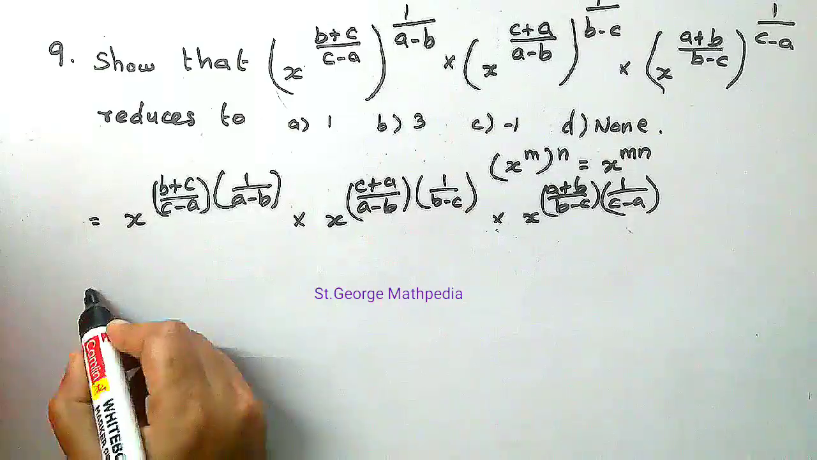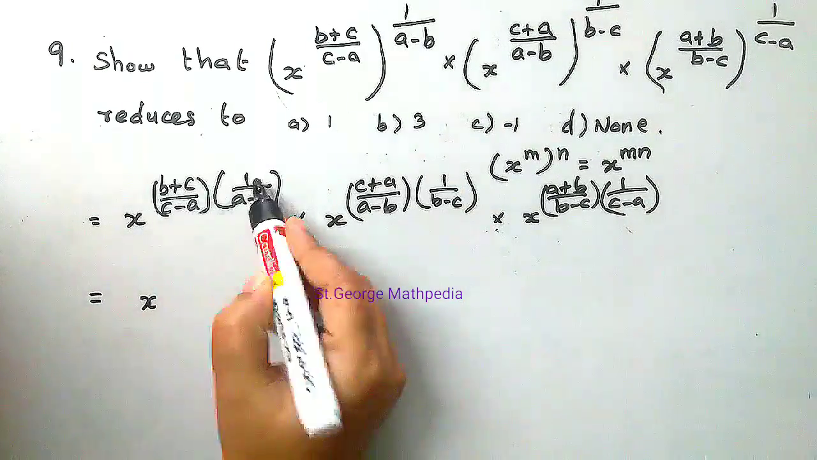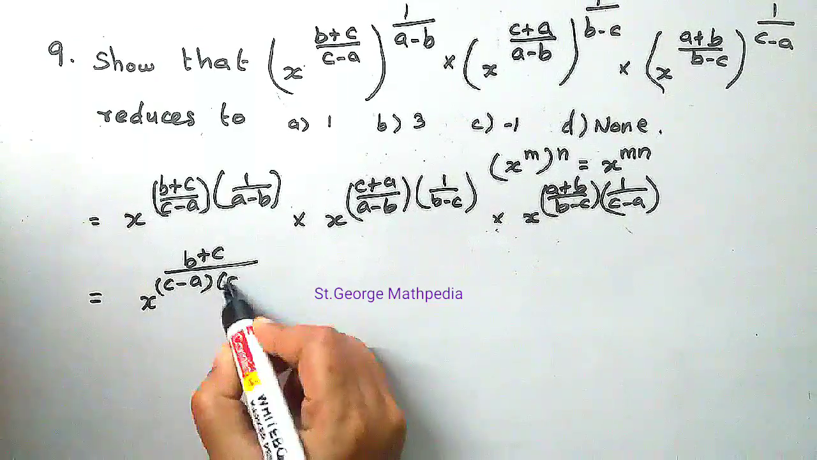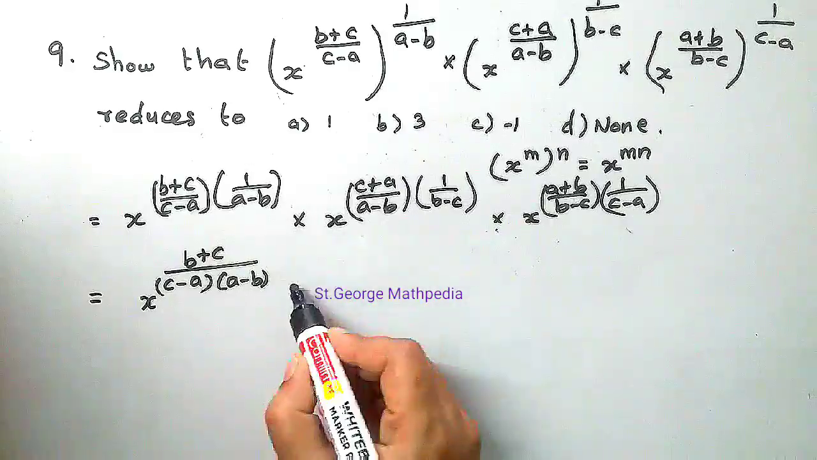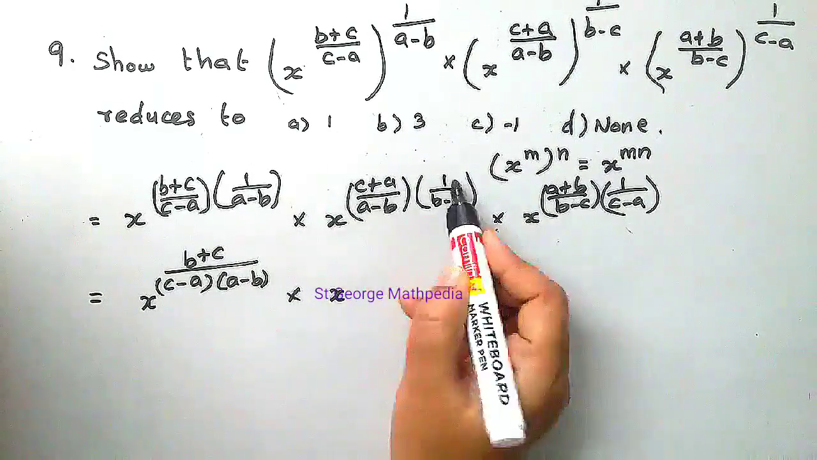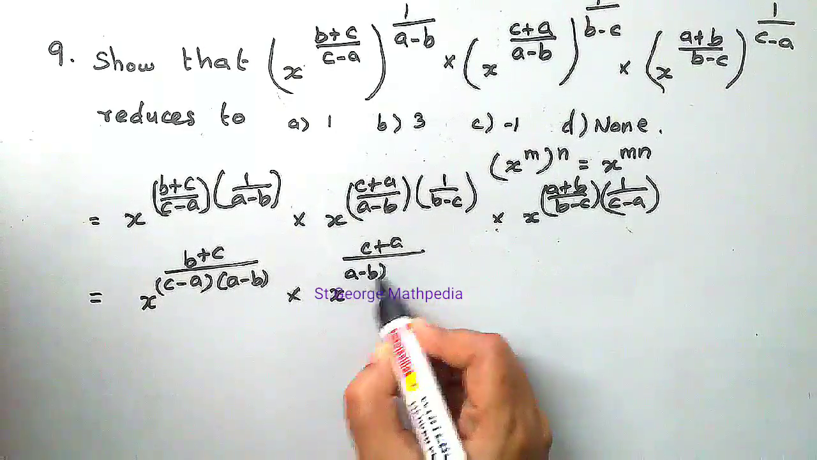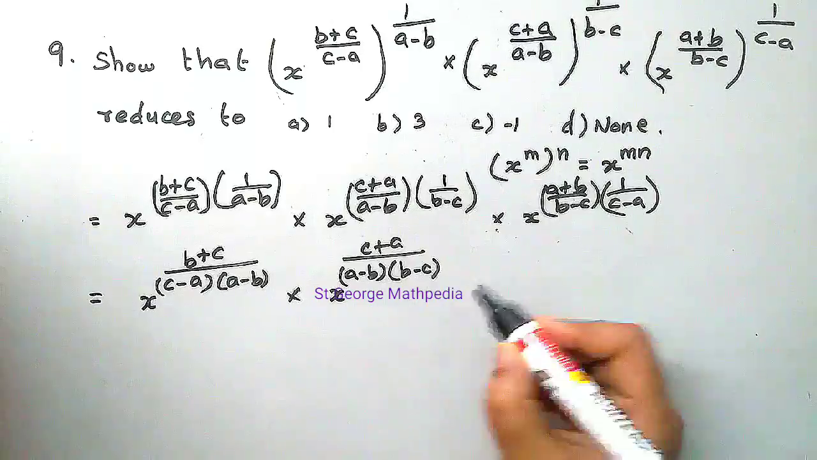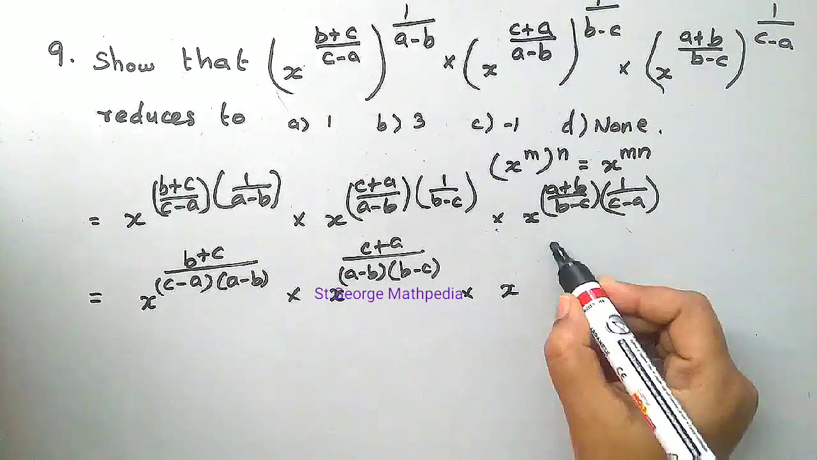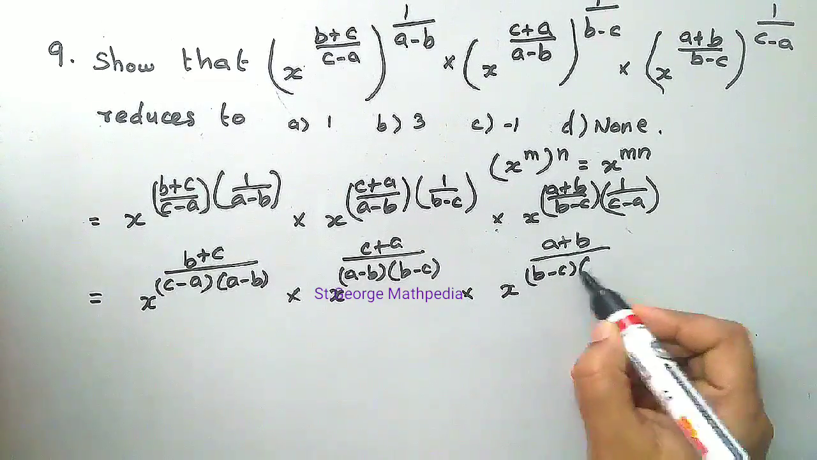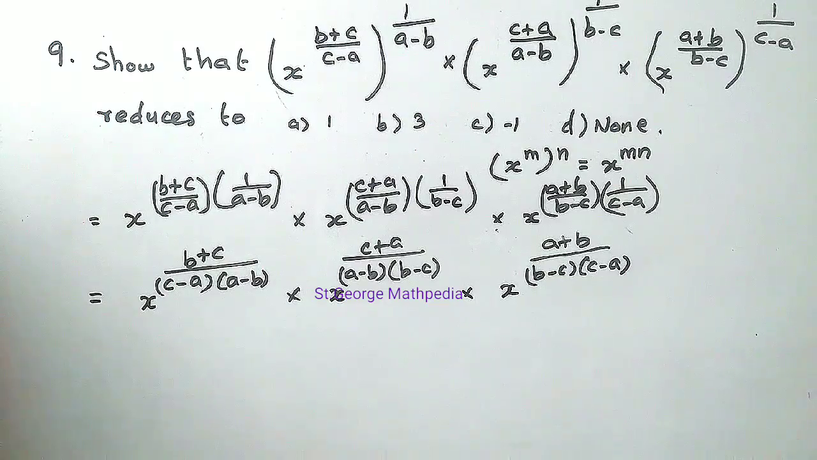So this is x to the power (b+c)/((c-a)(a-b)). Next, into x to the power (c+a)/((a-b)(b-c)), into x to the power (a+b)/((b-c)(c-a)). Now you have the base as x.